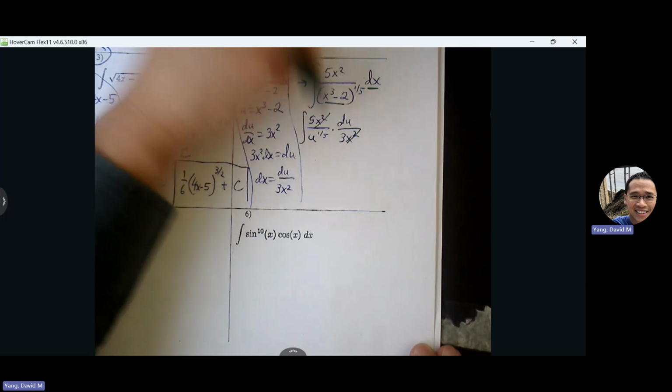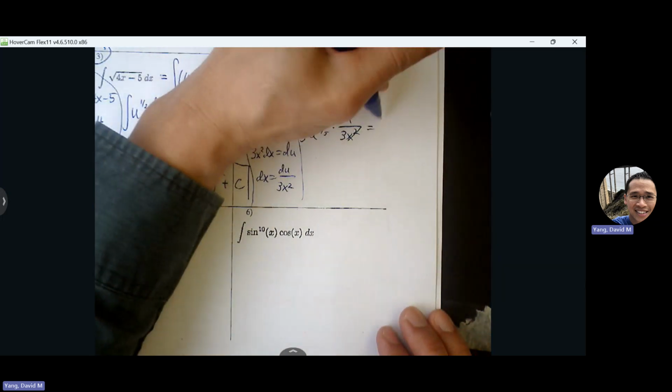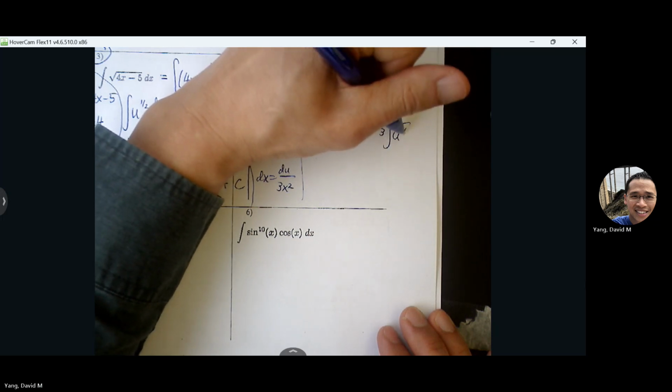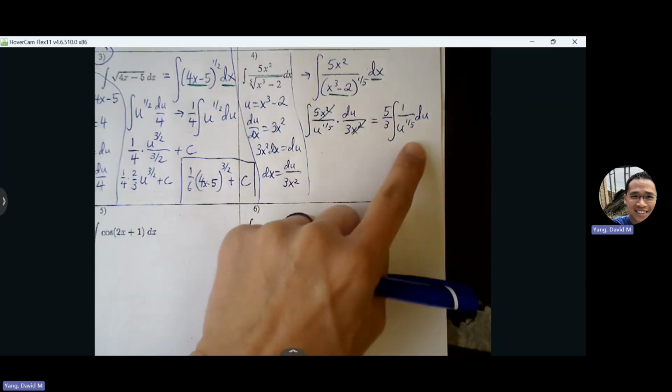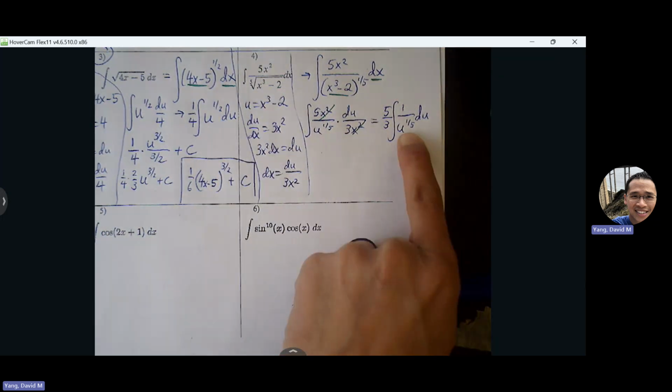Okay, so just like what we wanted, we want the x's to go away. Coefficient is 5/3. X's goes away, that's a good sign. We're looking at a simpler version of the problem we started with. We want to do power rule, but are we ready yet? Okay, we got to bring that u up to the top.